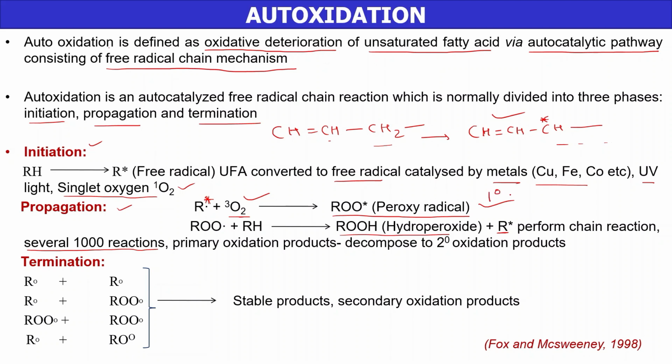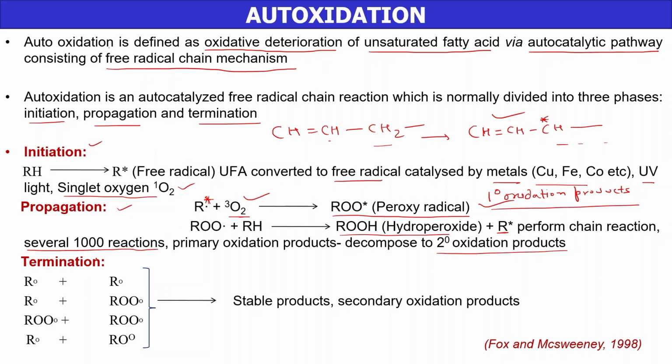So these are called the primary oxidation products because they are generated during the start of the reaction, and they are flavorless, odorless. Since these hydroperoxides and peroxides are unstable, they get decomposed into secondary oxidation products, which include aldehydes, ketones, alcohols, volatile acids. These are the secondary oxidation products.